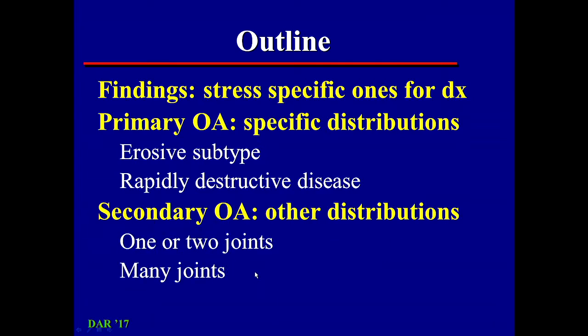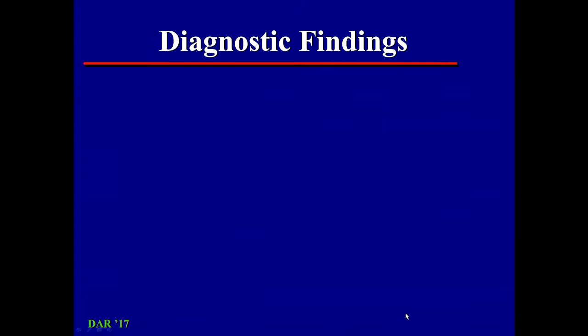For secondary osteoarthritis, to figure out what the underlying cause is, we're going to determine, does it affect one or two joints or many joints? And then finally, at the end, I'll talk about some of the complications that occur both in primary and secondary osteoarthritis. So what are the findings that tell us someone has osteoarthritis?